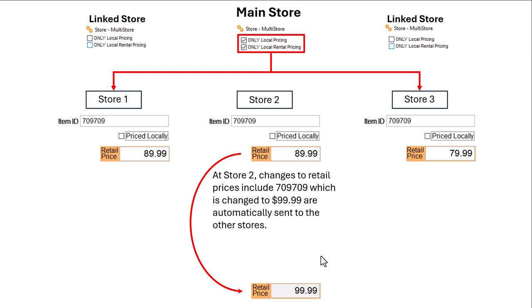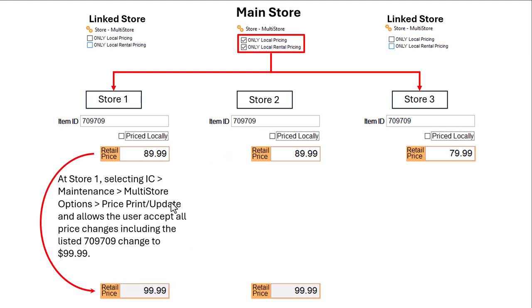Well, there's really nothing you do other than go to store 1. The user will select IC, maintenance, multi-store options, and below that line is price print update. So it's print and update prices. It allows the user to accept all the prices that just came from store 2 and update those prices. In this example, the 89 will now be changed to 99.99.